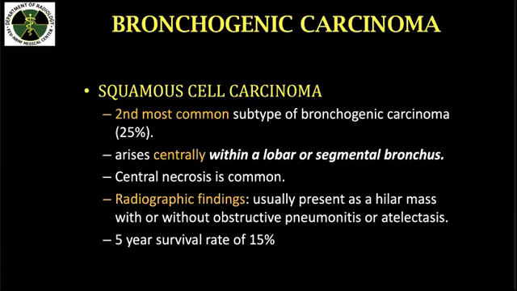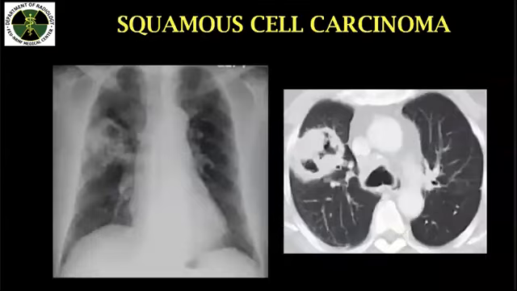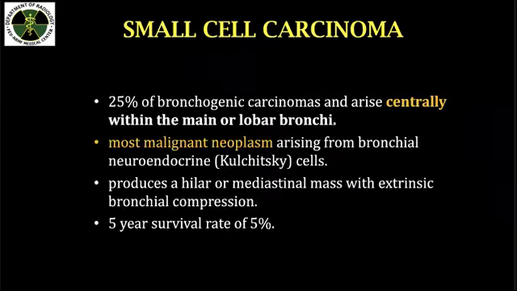So there's a possibility that you could see central necrosis in squamous cell carcinoma. The radiographic findings for squamous cell carcinoma include a hilar mass with or without obstructive pneumonitis or atelectasis. The 5-year survival rate for squamous cell carcinoma is around 15%. This is an example of the gross picture showing squamous cell carcinoma. As seen in this image, you will appreciate a mass along the right parahilar region of the lung parenchyma.